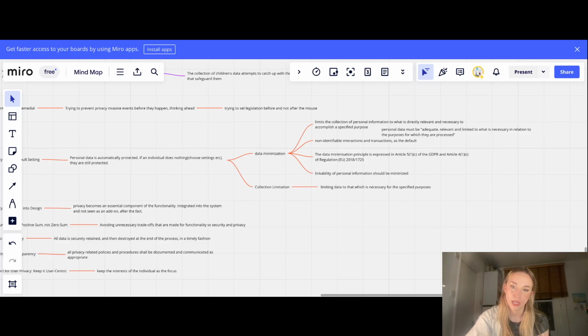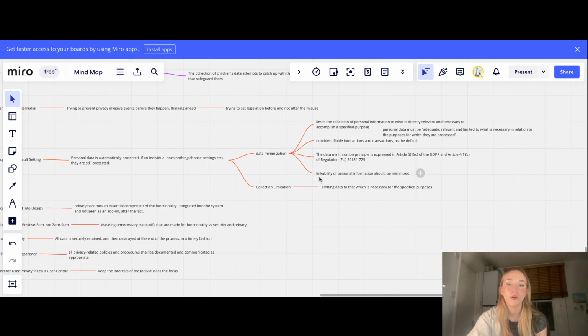Non-identifiable interactions and transactions as the default. The data minimization principle is expressed in Article 5(1)(c) of the GDPR. Also, linkability of personal information should be minimized. So even if you limit the collection of personal information, make sure that the information that you do really need to collect, that you can't link it to other data sources to find the person's identity through comparing data sources. Collection limitation, limiting data to which is necessary for the specified purpose.